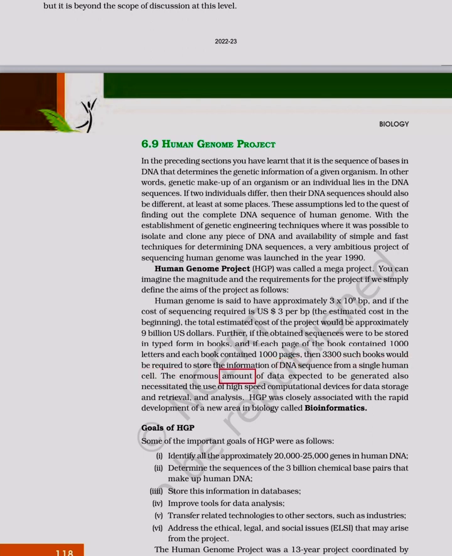The enormous amount of data expected to be generated also necessitated the use of high-speed computational devices for data storage, retrieval and analysis. HGP was closely associated with the rapid development of a new area in biology called bioinformatics.